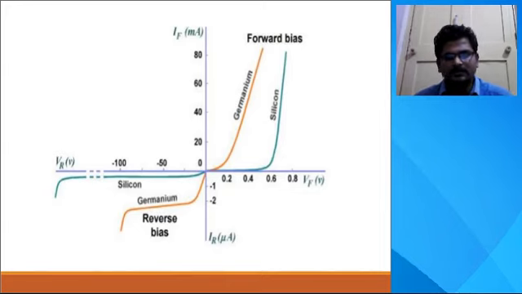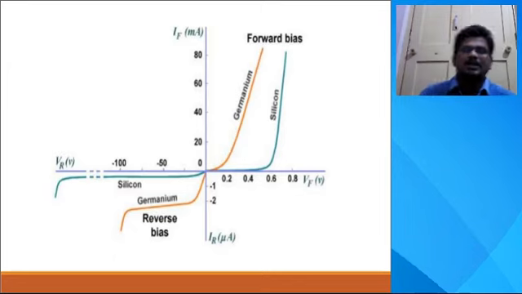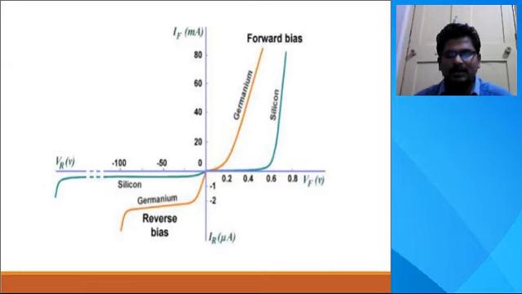And the next one is for germanium. Here we are comparing the reverse and forward VI characteristics of germanium and silicon. In forward bias, we get the breakdown voltage for germanium at 0.3 volts, and for silicon 0.7 volts. In this graph, they have shown 0.6. It means these values are theoretical. Theoretically, for germanium the forward voltage is 0.3 and for silicon 0.7, but practically there is a slight variation in that voltage.